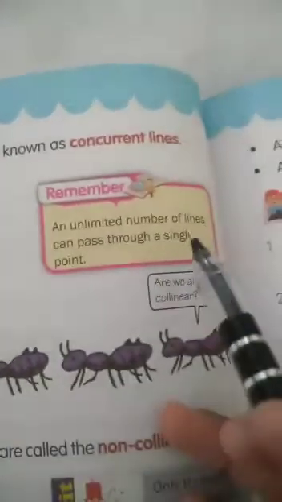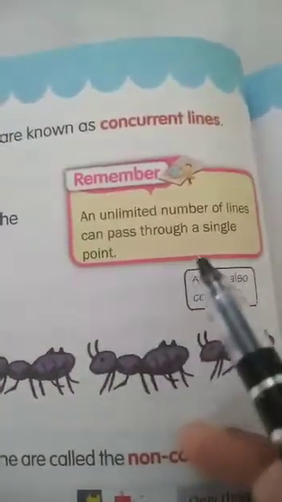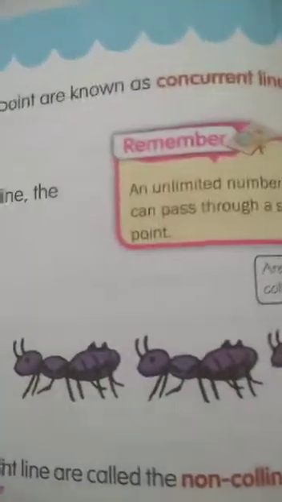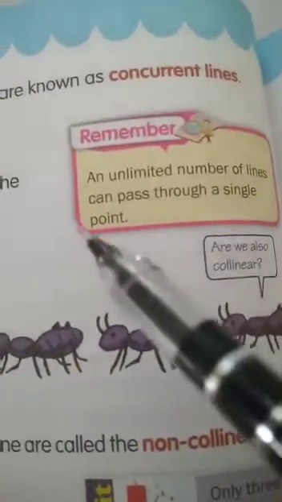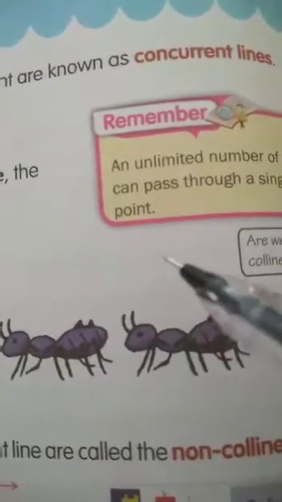So see, remember box. An unlimited number of lines can pass through a single point.